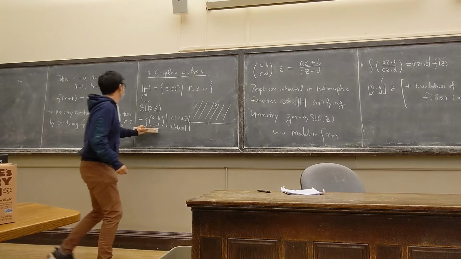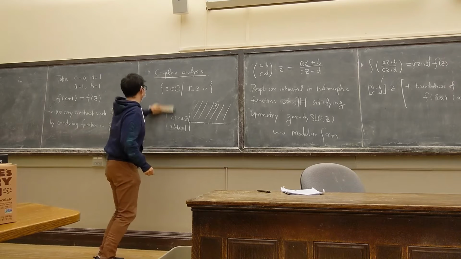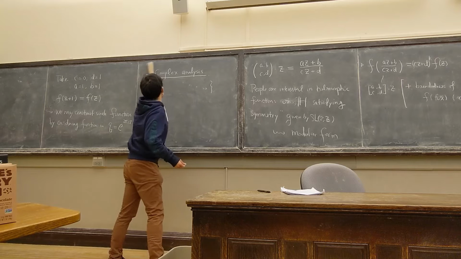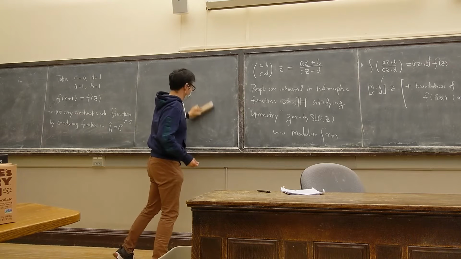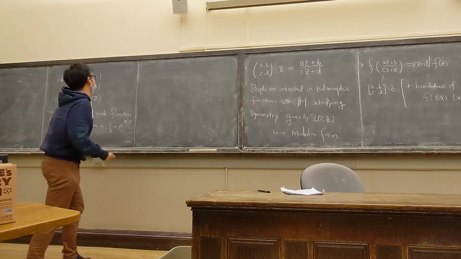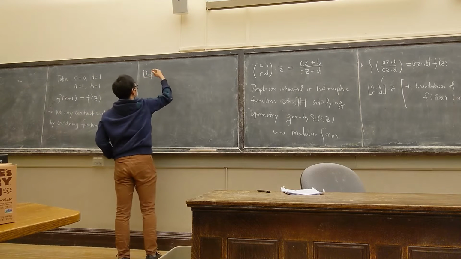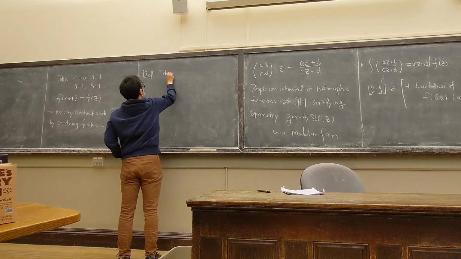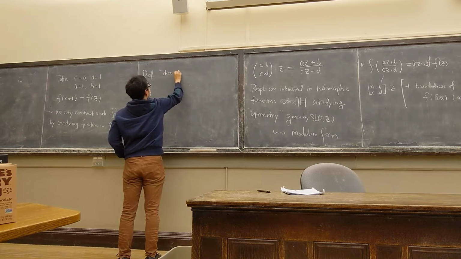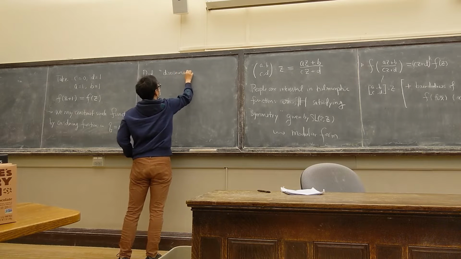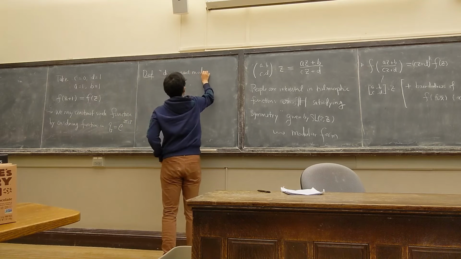Okay, so now I'm going to introduce one of the most famous functions there, called the discriminant modular form. So we define, so there's a long history in the study of this discriminant modular form.